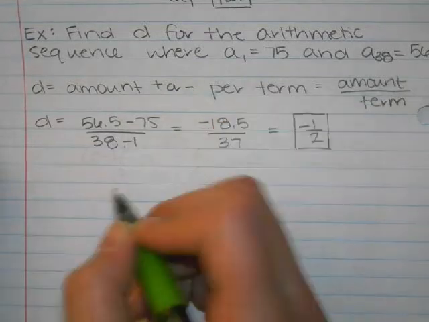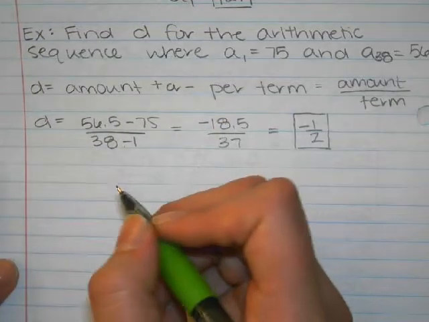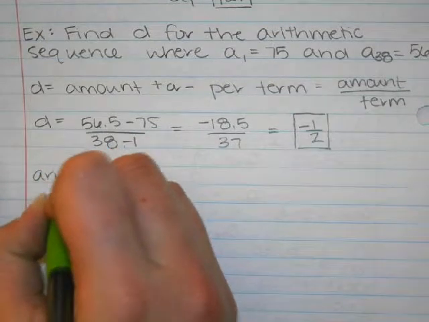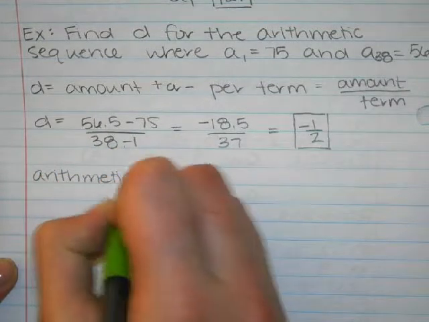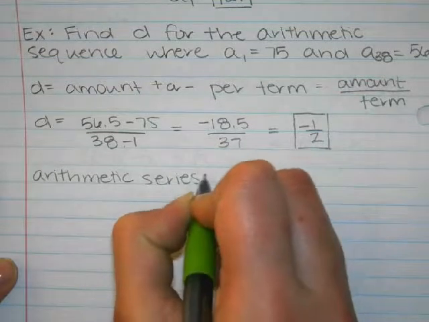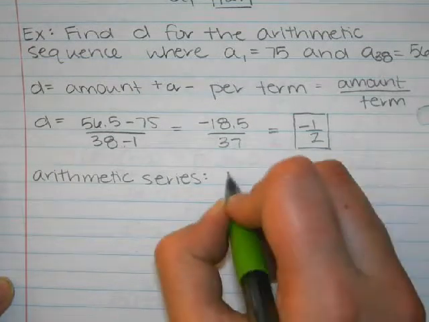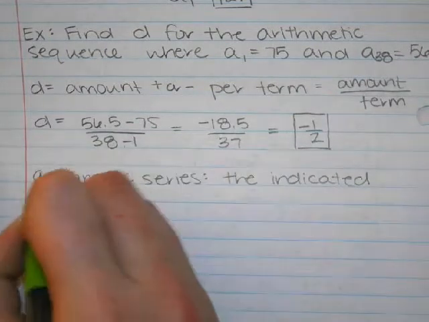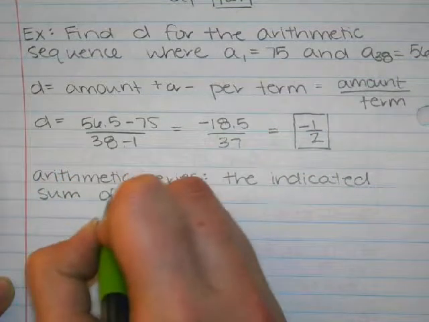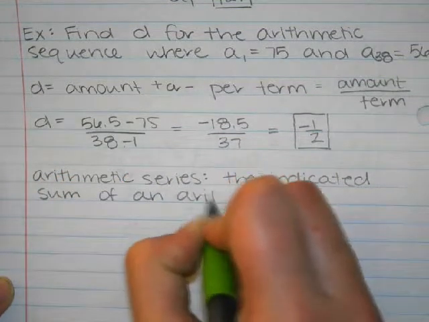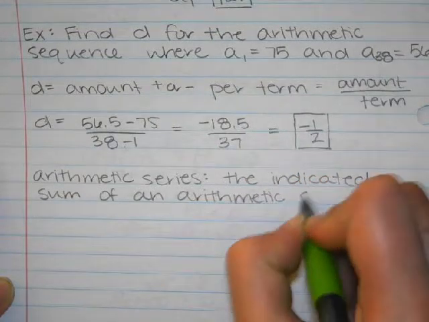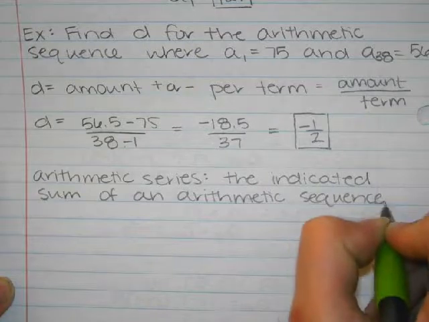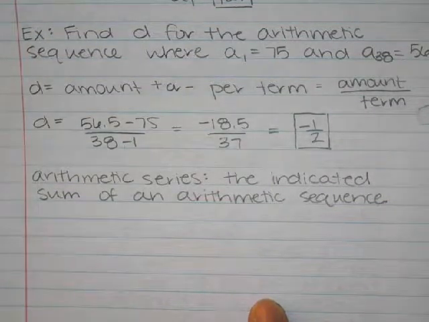Okay, so on the same notes from last night, you're going to write: an arithmetic series is the indicated sum of an arithmetic sequence. The indicated sum of an arithmetic sequence.